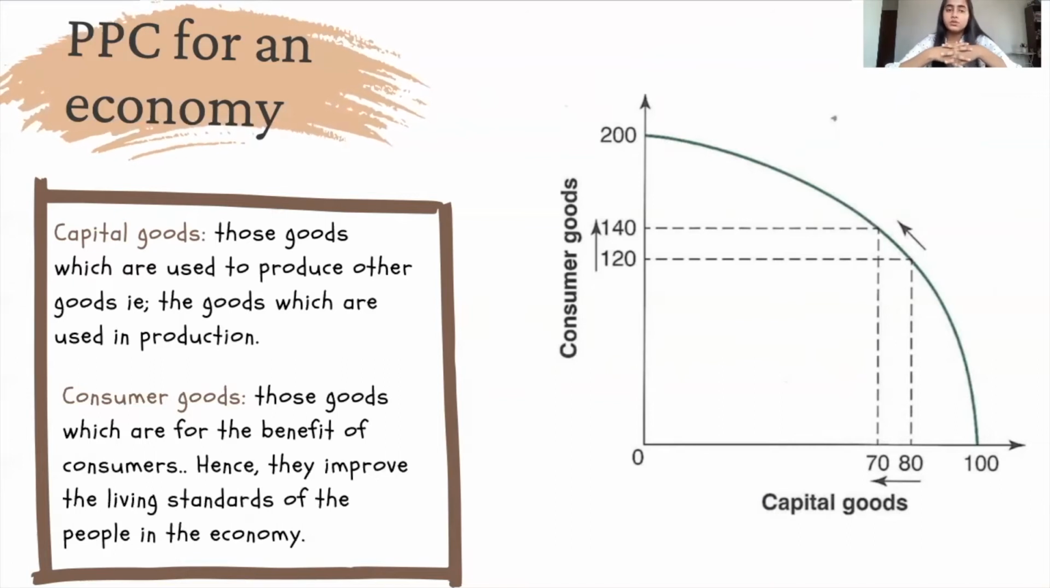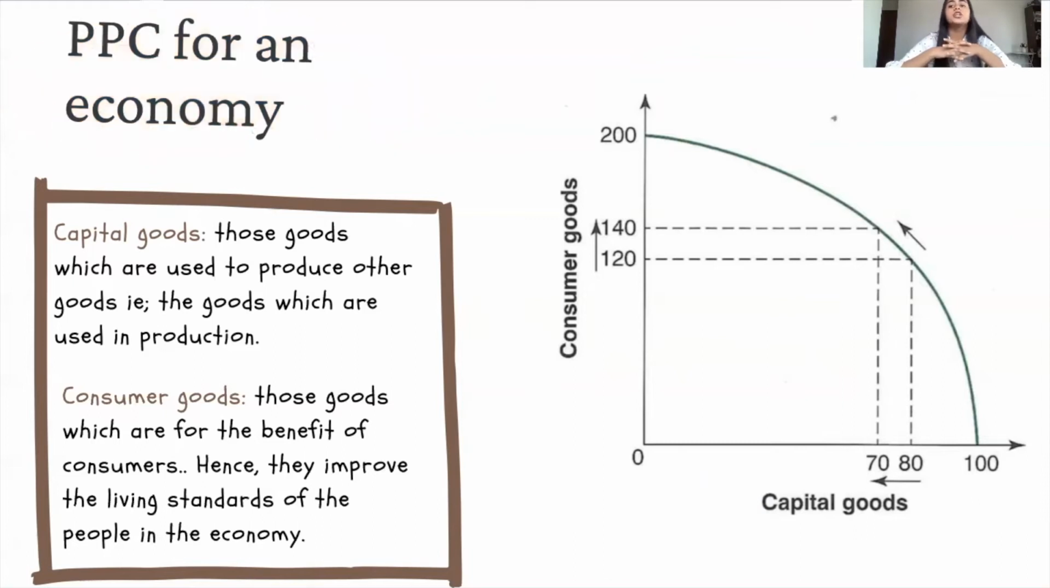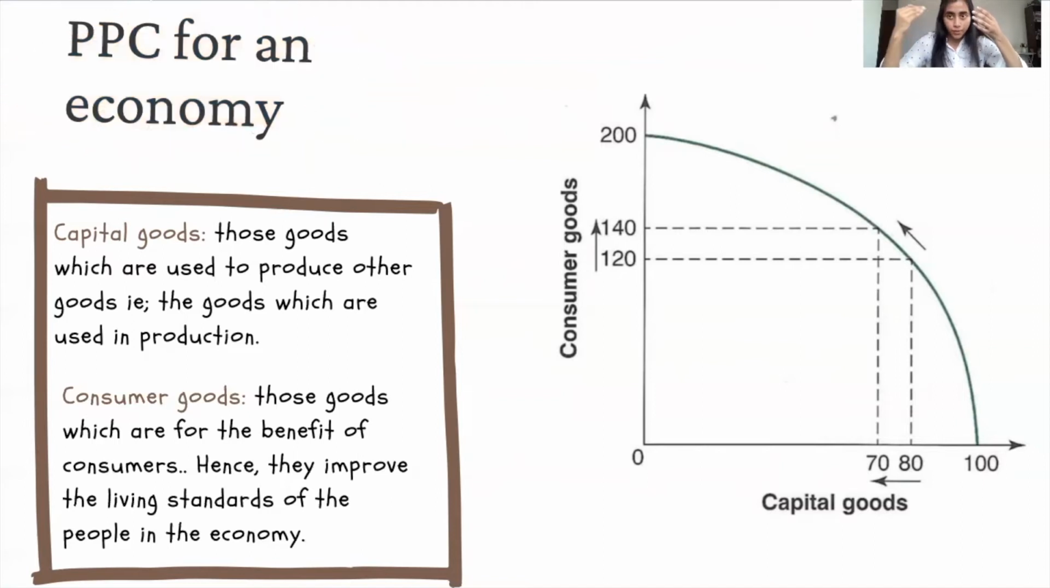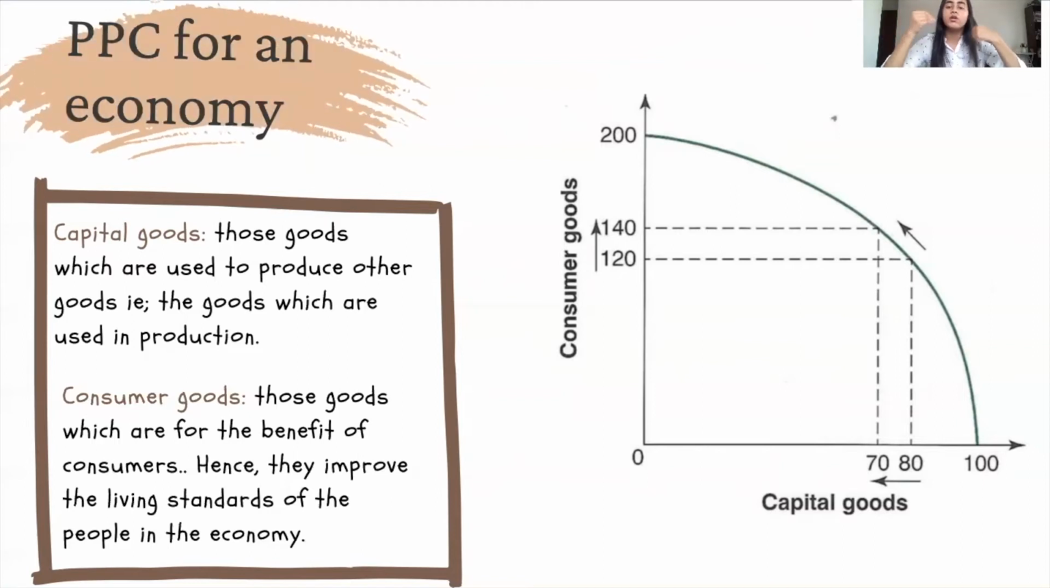So capital goods are those goods and services which are used to produce other goods, that is, the goods which are used in production. And consumer goods are those goods and services which are for the benefit of the consumers, like the people in the economy. Hence, more production of consumer goods will improve the living standards of the economy. More production of capital goods will not improve the living standards. Instead, it will lower the living standards of the people in the economy.